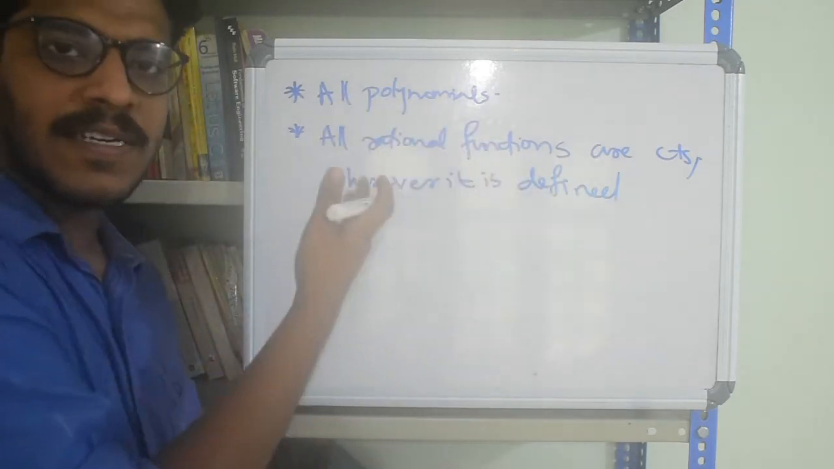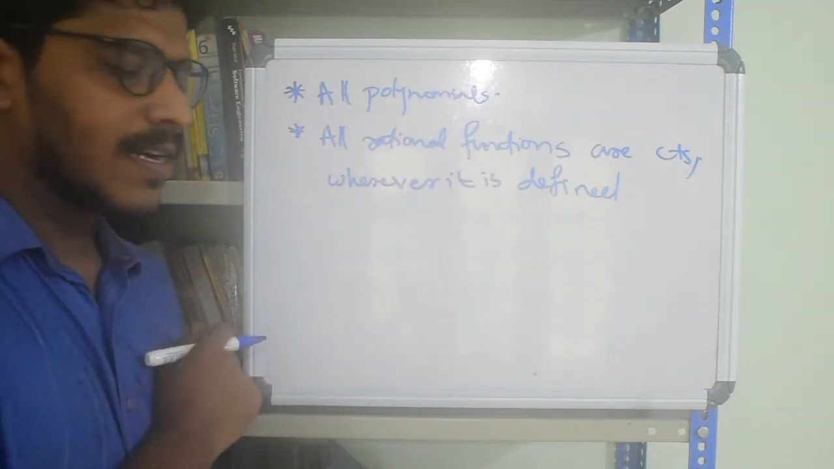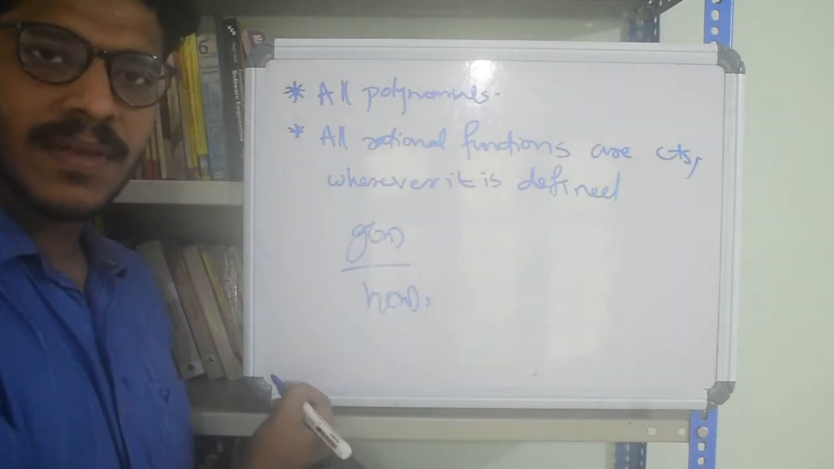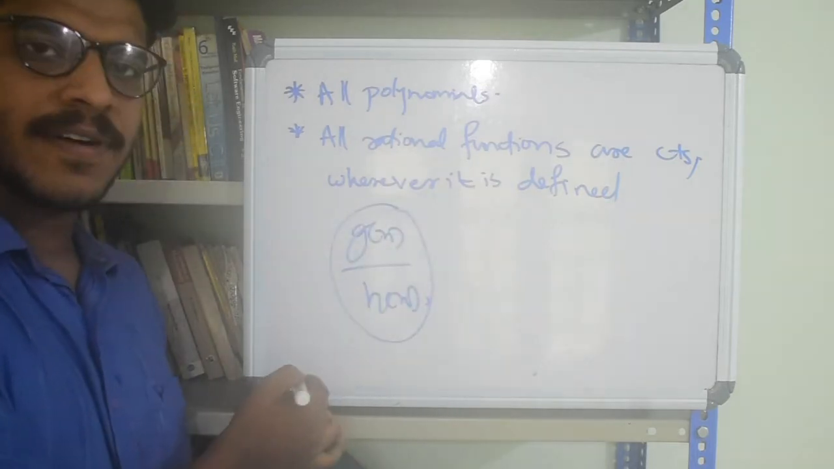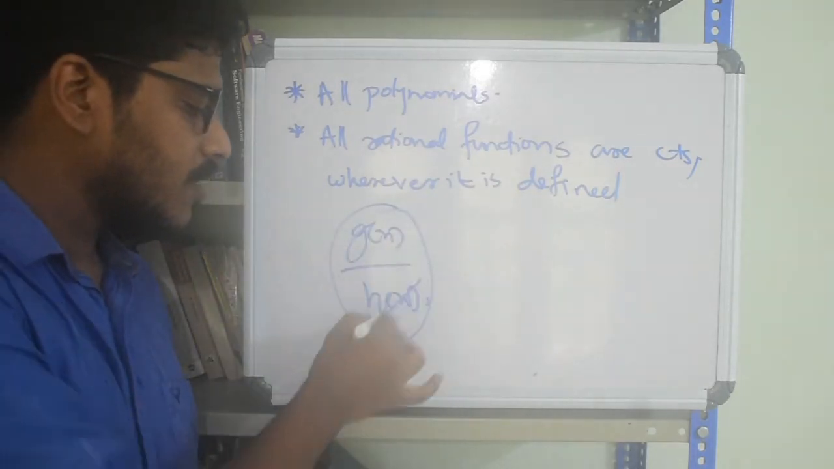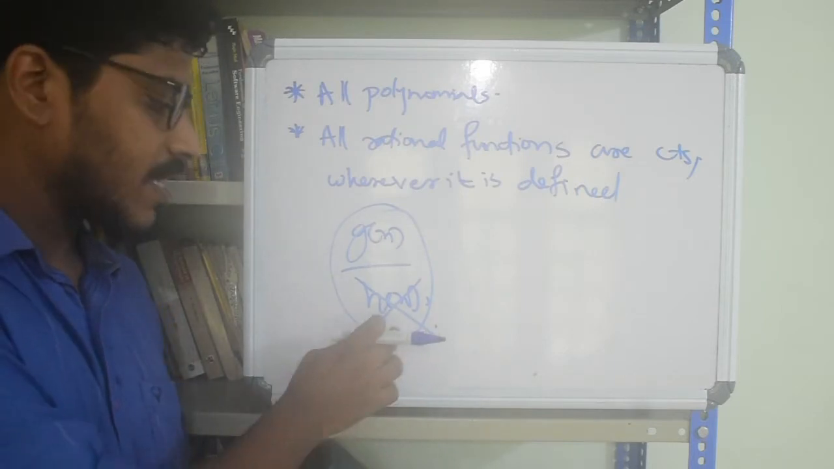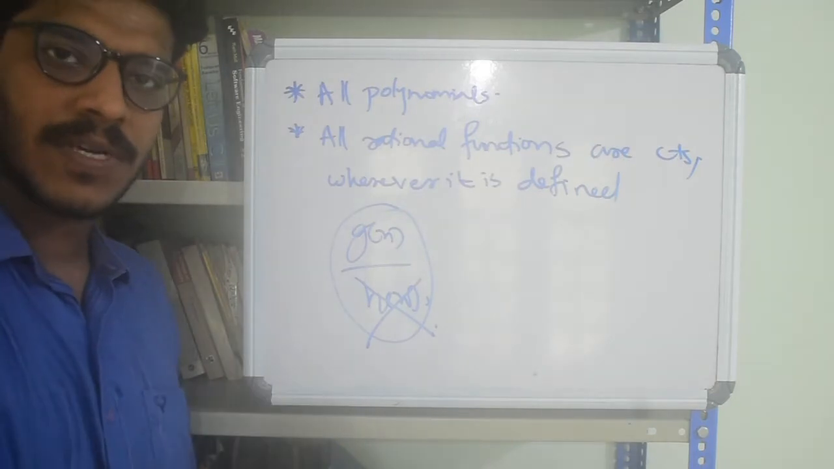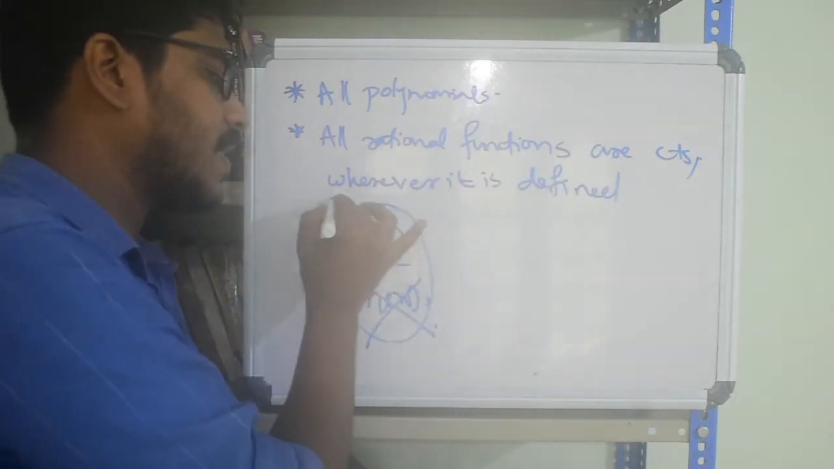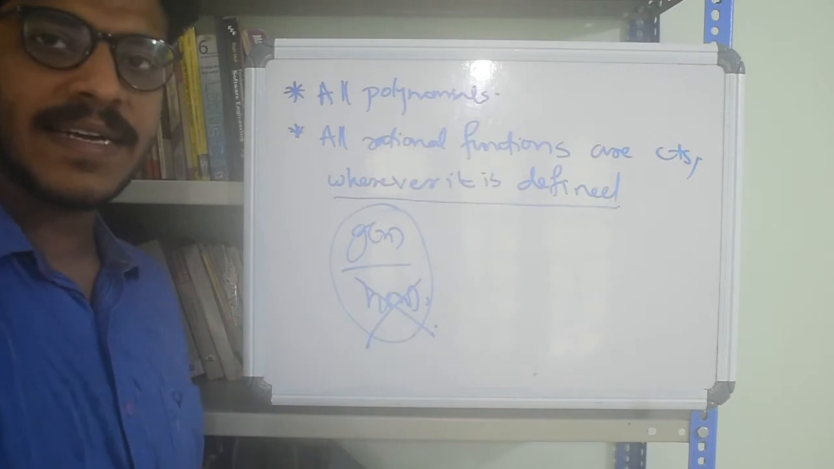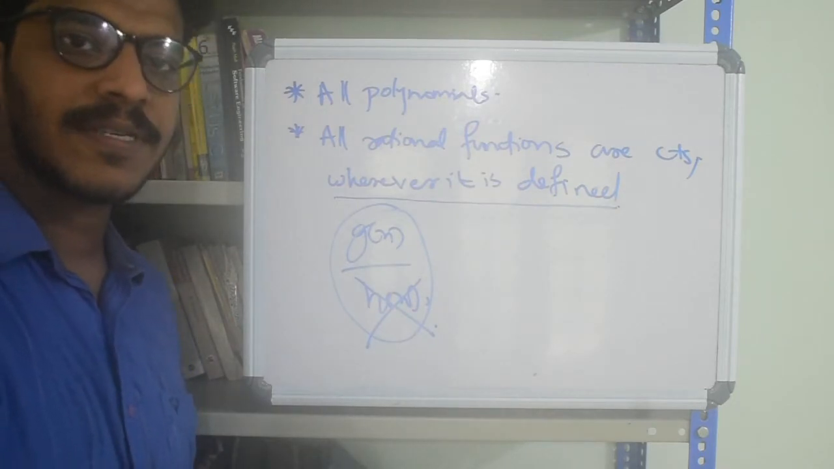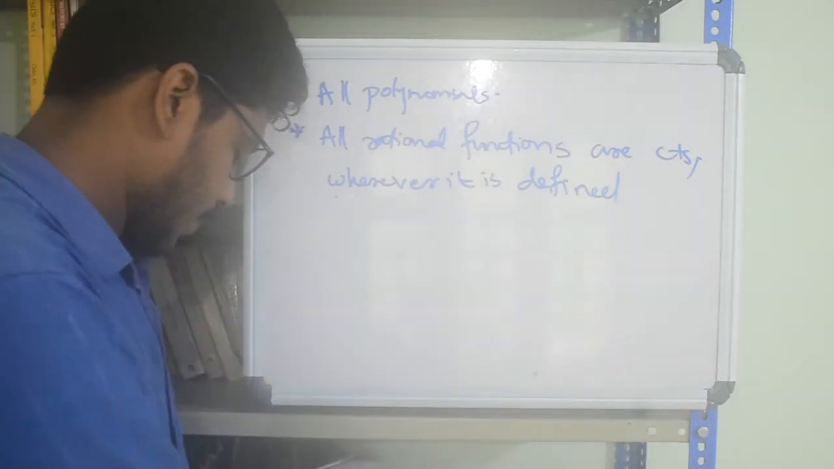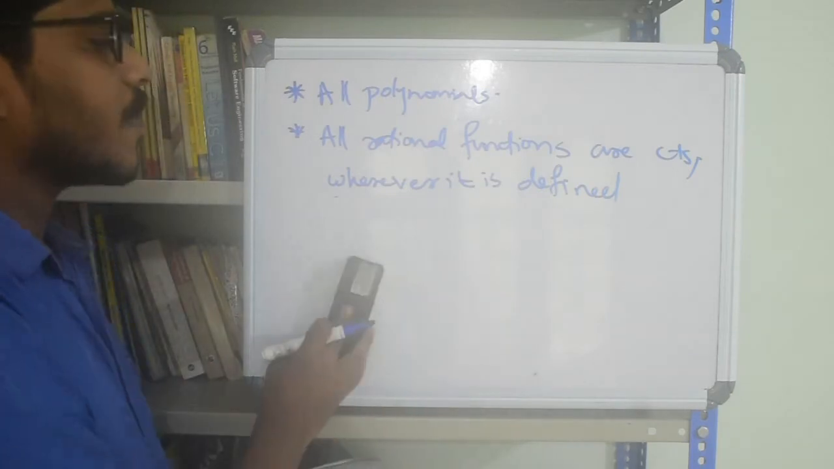See, polynomial functions will be defined everywhere, but a rational function will be of the form, say, g of x by h of x. But this need not be defined everywhere. It is not defined especially at those points where h of x is 0. So this makes sense only when h of x is non-zero, and by this statement we mean that the function is defined at the particular point where we test for continuity. Okay. So remember these two.